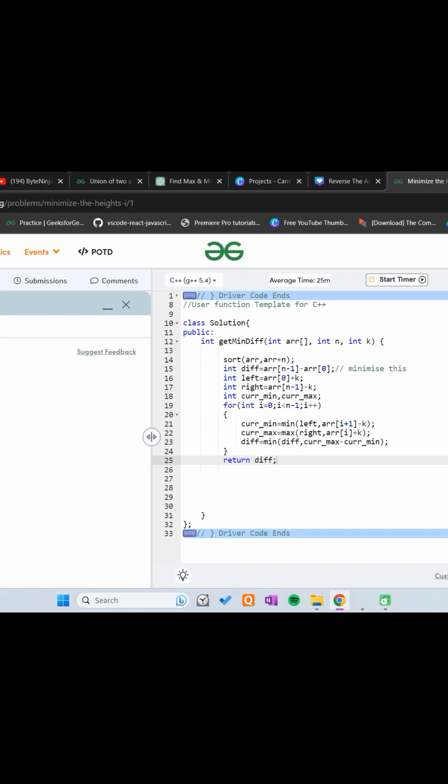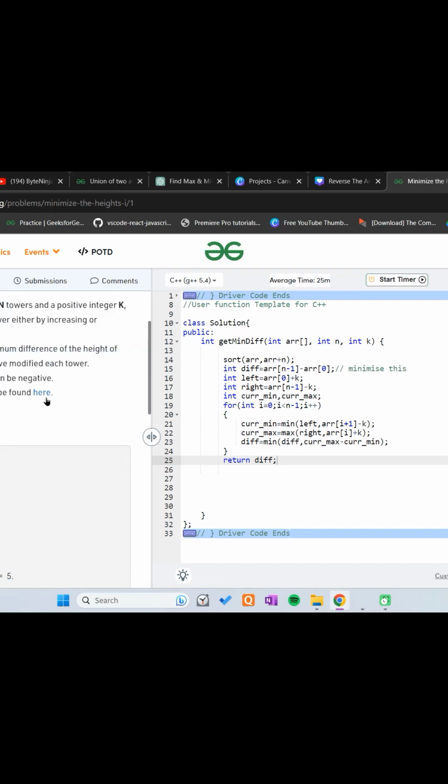Yeah, let's check it out. It's running perfectly. And the problem is solved successfully.